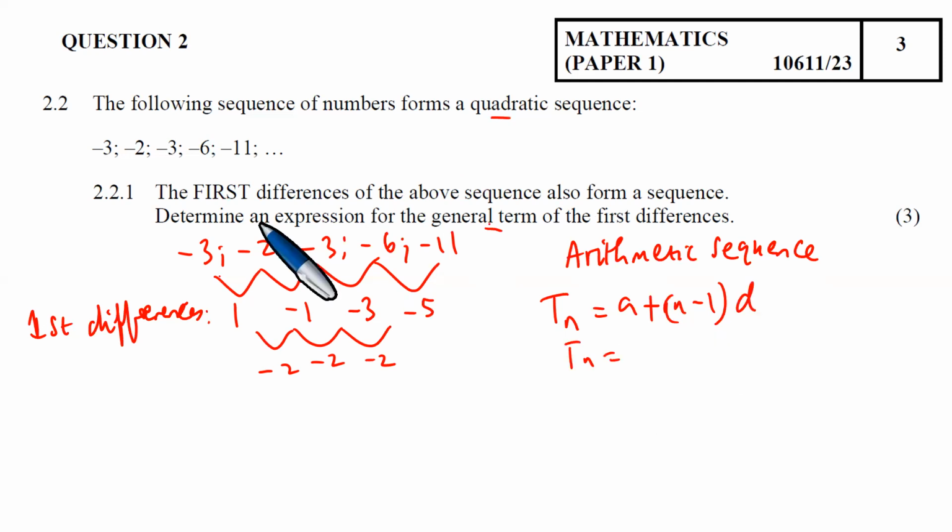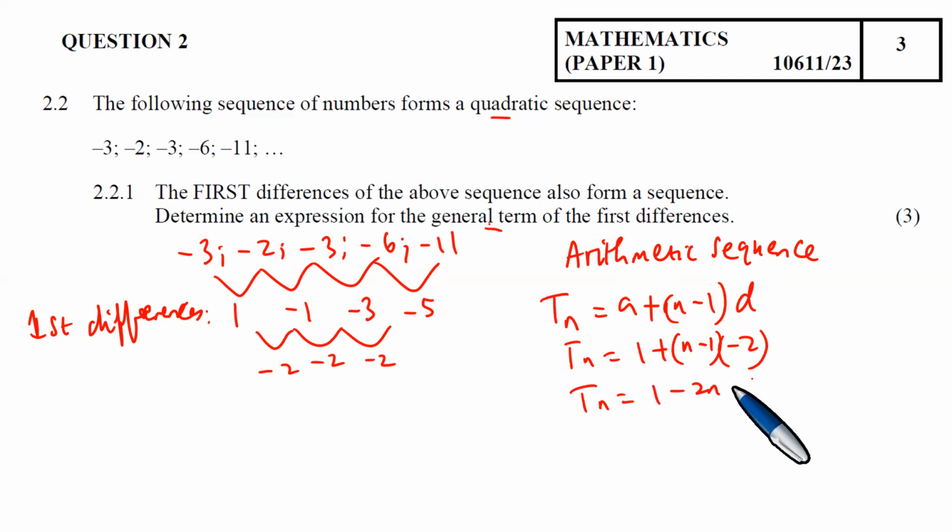Tn equals a plus (n minus 1) d. What is the first term of the first differences? The first term is the number 1 here. The common difference of the first differences is minus 2. If you expand this, it's 1 minus 2n plus 2, which is 3 minus 2n. So this is the general term we were to find. It can also be written as minus 2n plus the positive number 3. Okay, next question.